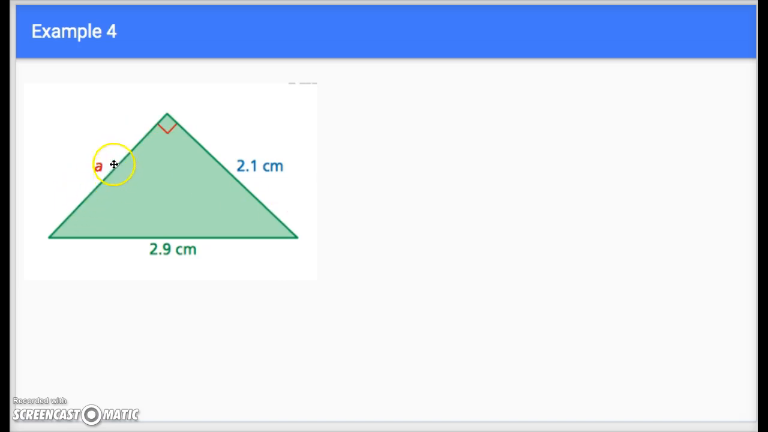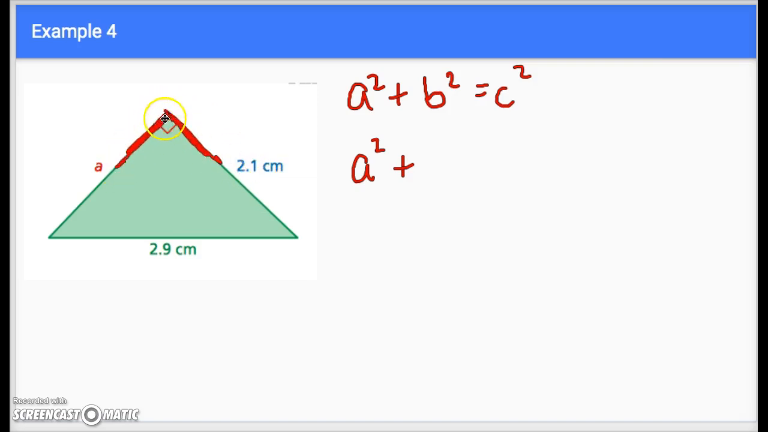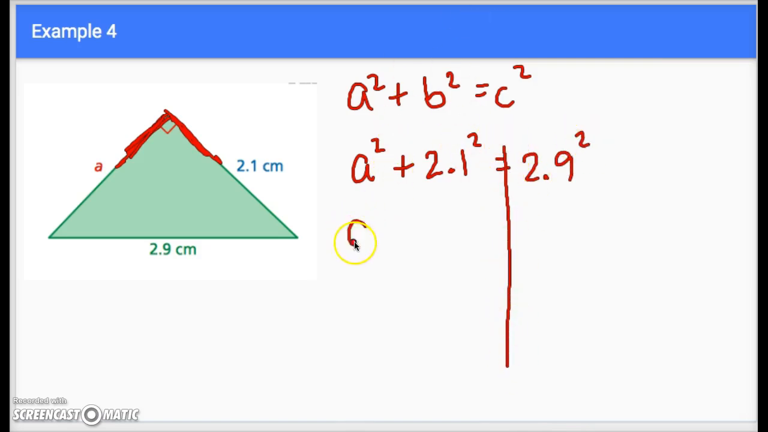So our formula is still going to be set up the same way, a squared plus b squared equals c squared. But this time, since this is already labeled a, I'm just going to leave the a squared. Okay, my other leg is the 2.1 because remember, your two legs are the sides that make up the right angle. So 2.1 squared. And that has to equal your hypotenuse. Well, your hypotenuse is 2.9 squared. And then we just simply start to solve this.